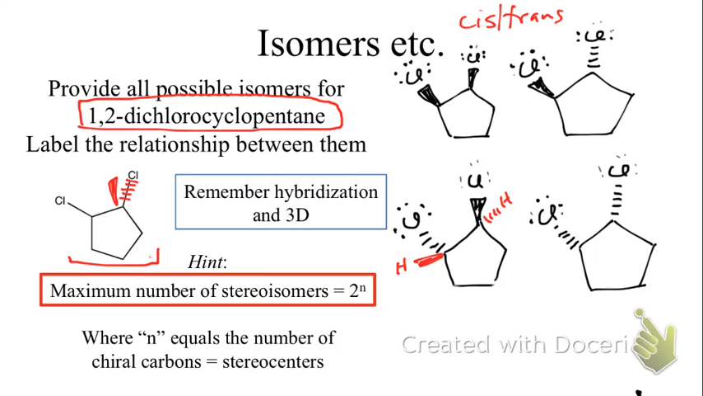So what we're looking at here is two possible orientations for our wedges and dashes in two different positions. So our calculation, as far as finding our maximum number of stereoisomers, would be 2 to the second power, which equals 4. Which means if I'm going to draw everything out, I should end up with 4 possible structures. And as I'm sure you could count, we've got 4 possible structures. So we've drawn all possible stereoisomers for this name.